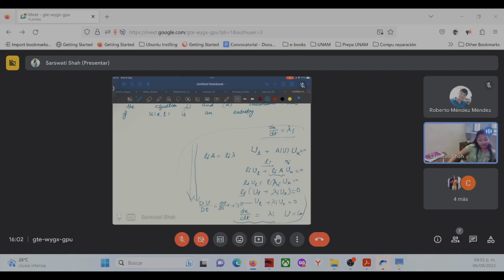So why do we calculate the eigenvalues and check the hyperbolicity, and then talk about the characteristic solution in this? So this is the very important thing.